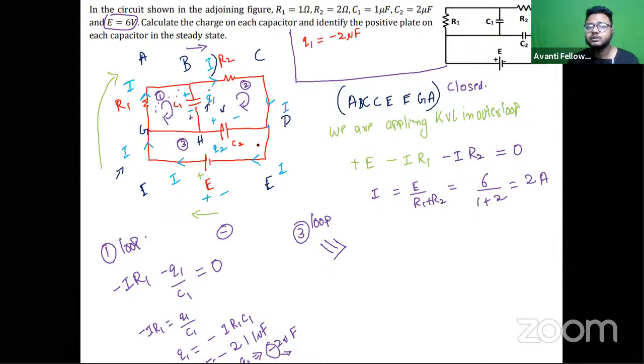Now for Q2, if you try to go in loop 2, it will be tough, right? Then you need to go in loop number 3. So try to apply KVL in loop number 3 like this. You are coming outside, so you have the voltage.